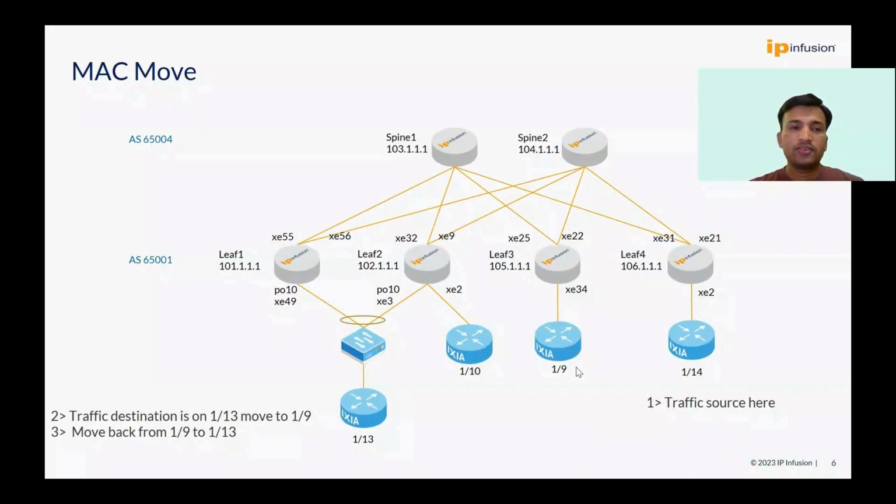Okay, so this completes the demo for today, in which we have seen the ARP cache, ND cache, and MAC move. In the next video, we will try to cover the IRB part of EVPN using VXLAN.